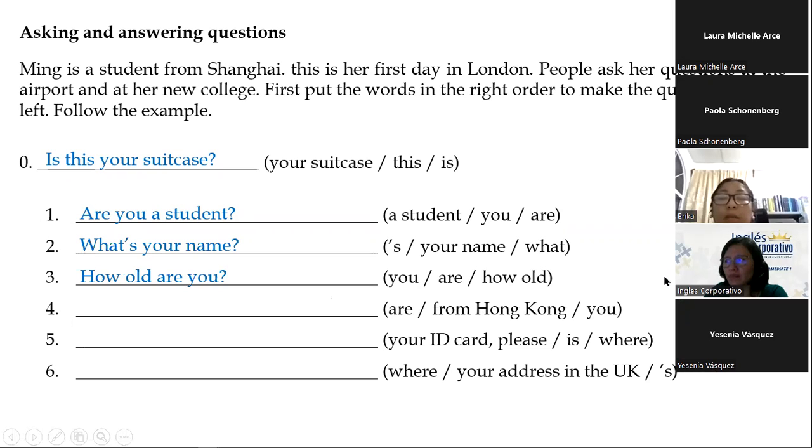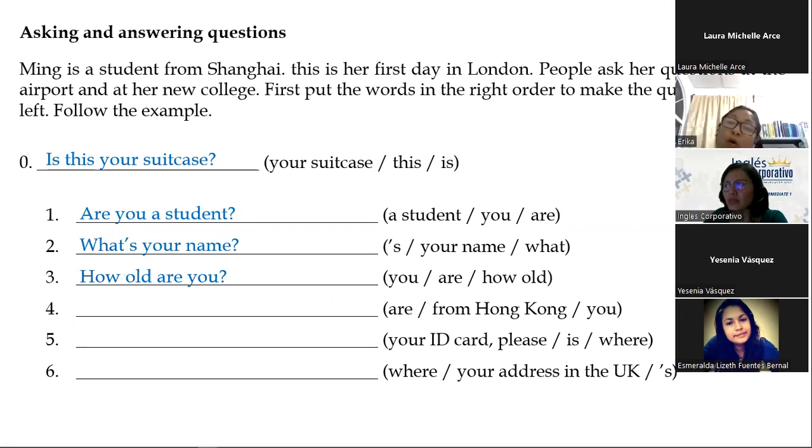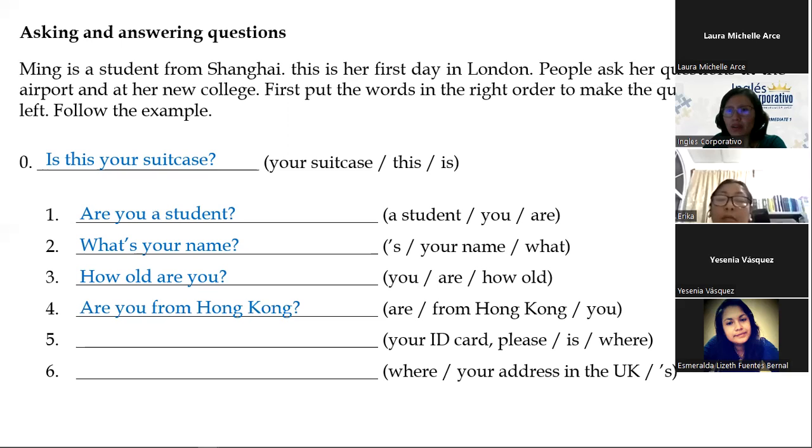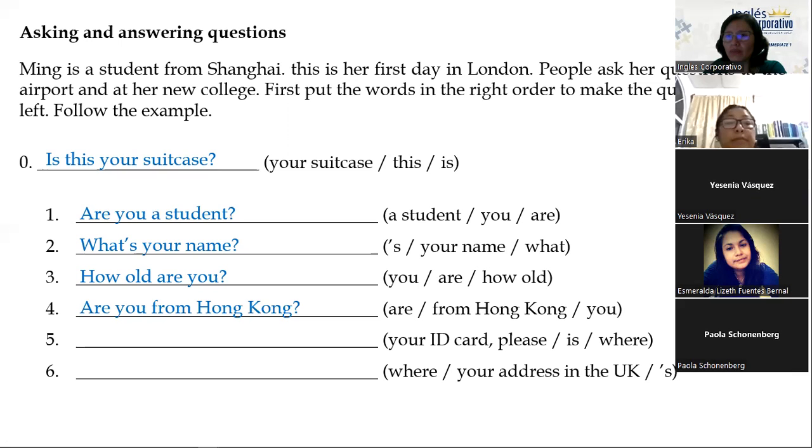Okay, Erika. Are you from Hong Kong? Very good. Number five. Laura? Where is your ID card, please? Okay. Very good. And number six?